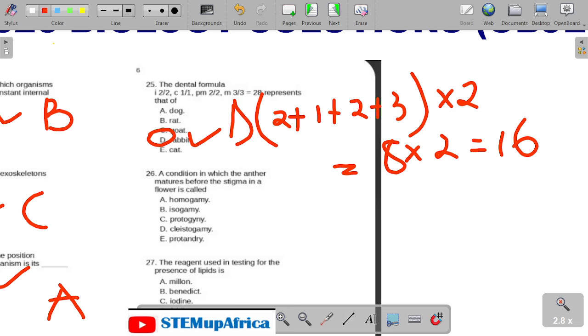So let's see. Say the condition in which the anther matures before the stigma in a flower is called protandry, which is option E.